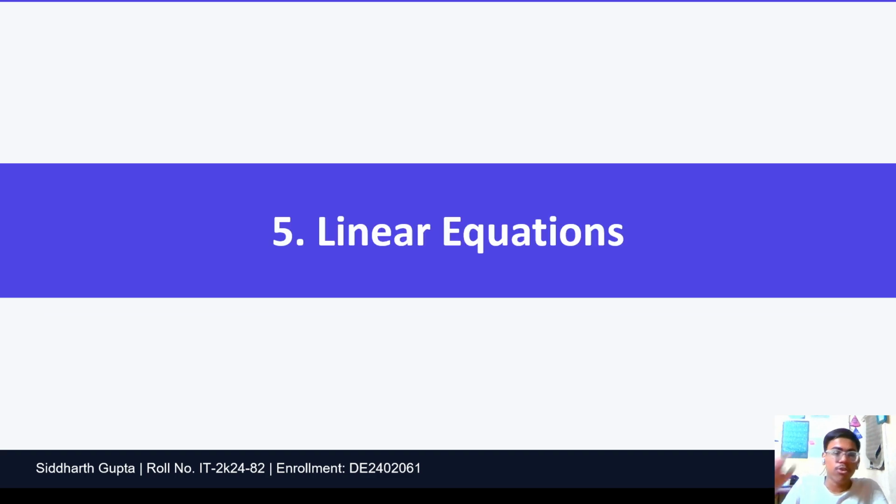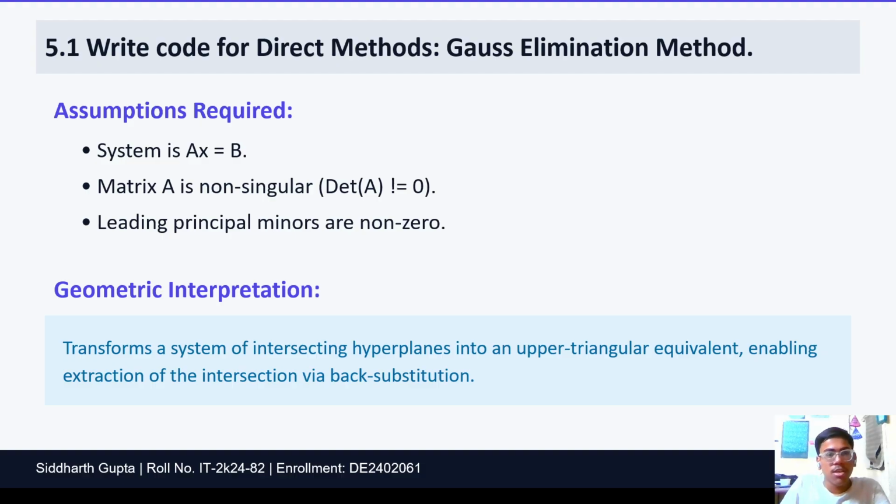Moving on to the fifth question. In this, we have to write the Python, C, MATLAB code for Gauss elimination method. First, we will assume that the system is in AX equal to B form, the matrix is non-singular, that is determinant of A is not equal to 0, and leading principal minors are not 0.